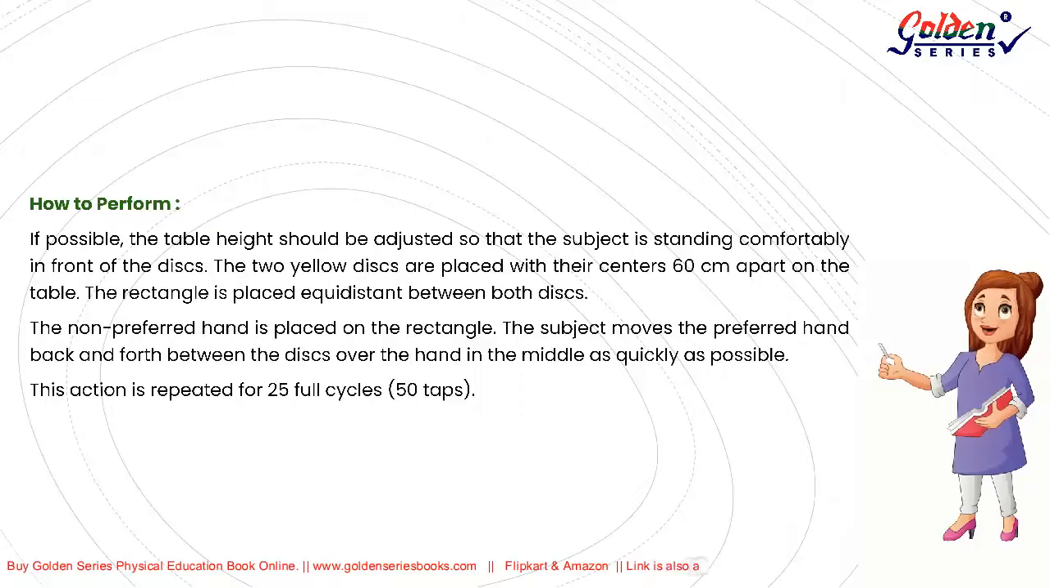The subject moves the preferred hand back and forth between the discs over the hand in the middle as quickly as possible. This action is repeated for 25 full cycles, 50 taps.